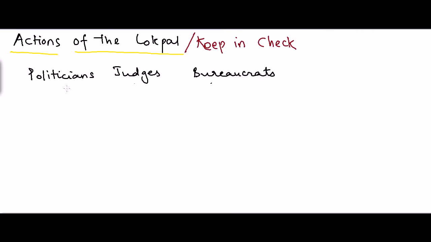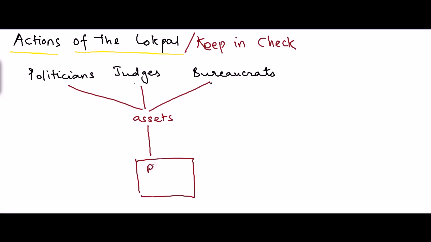Now, Lokpal ensures that all politicians, judges, and bureaucrats submit a statement of assets that they possess. This statement is then publicized on a public website. In addition to that, after each election, the assets mentioned by the candidate in the asset declaration is verified, and any undeclared assets are deemed to have been obtained by corrupt means and they are investigated upon.